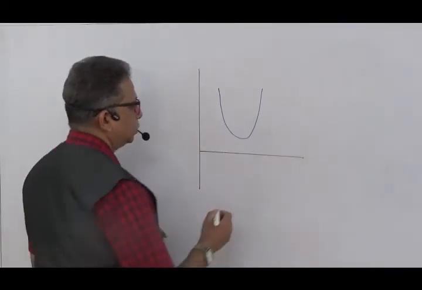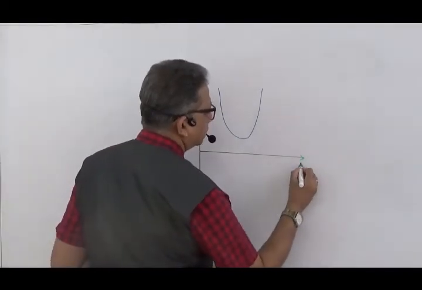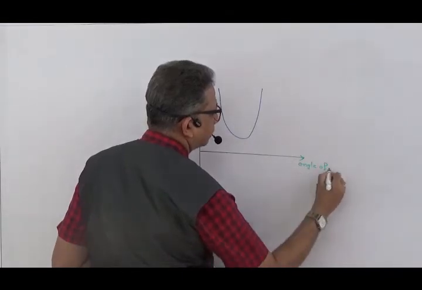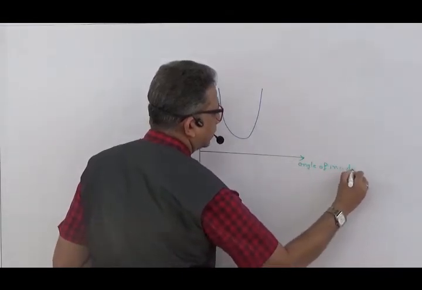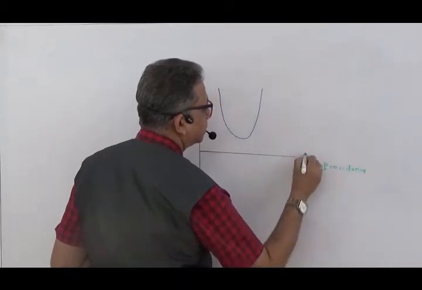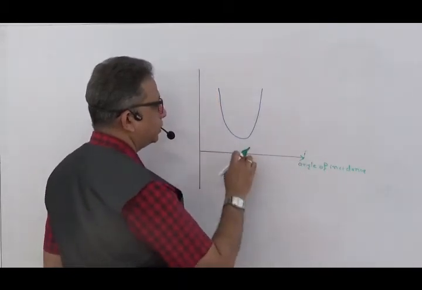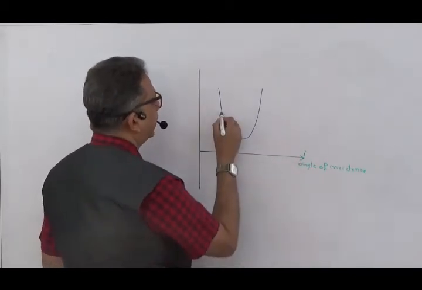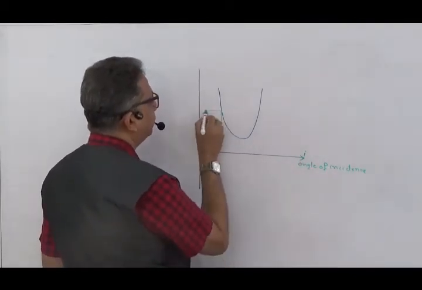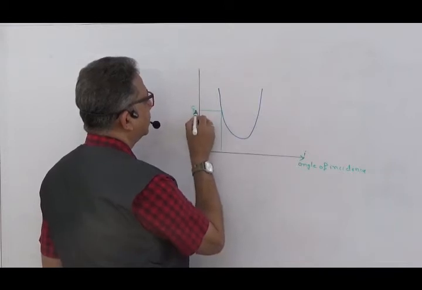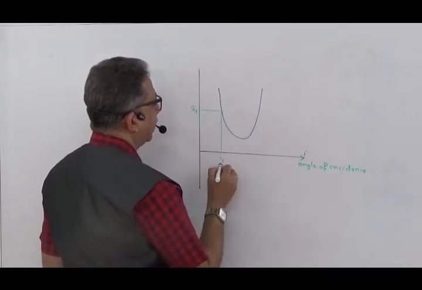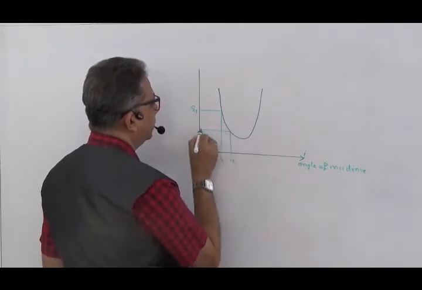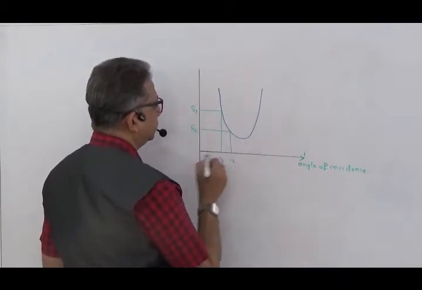This graph shows on the x-axis the angle of incidence. That is, this is the angle I which is being shown, which will vary from 0 to 90. For different angles of incidence, you will have different angles of deviation. Suppose this is D1 for I1. Later on this I1 increases to I2, and D1 reduces to D2.